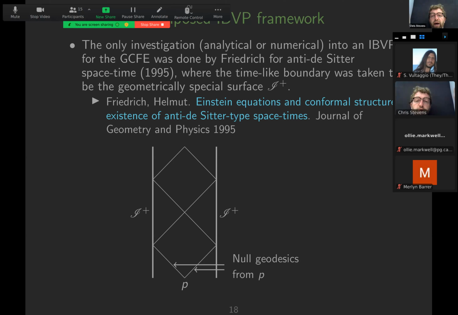And so you have natural boundaries in that case. Friedrich found a well-posed initial boundary value problem formulation where the boundaries were given at these particular points, where you get to go halfway around the cylinder and then stop. Those points where you stop are in fact the conformal boundary of anti-de Sitter. So it's a very specific boundary, and that was basically the extent to which an initial boundary value problem had been devised.